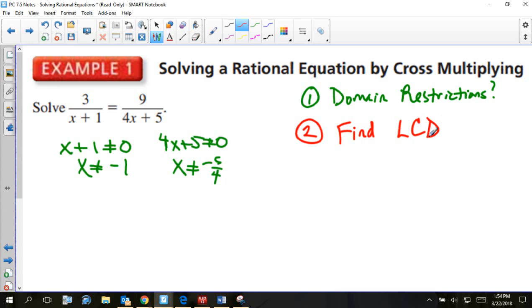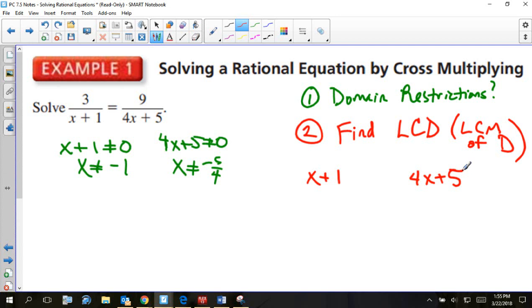Okay, the next thing we're going to do is find the LCD, which is like finding the lowest common multiple of the denominators, which we've already learned how to do. The lowest common denominator is the lowest common multiple of the denominators. My 2 denominators are x plus 1 and 4x plus 5. To find the lowest common multiple, you factor them.